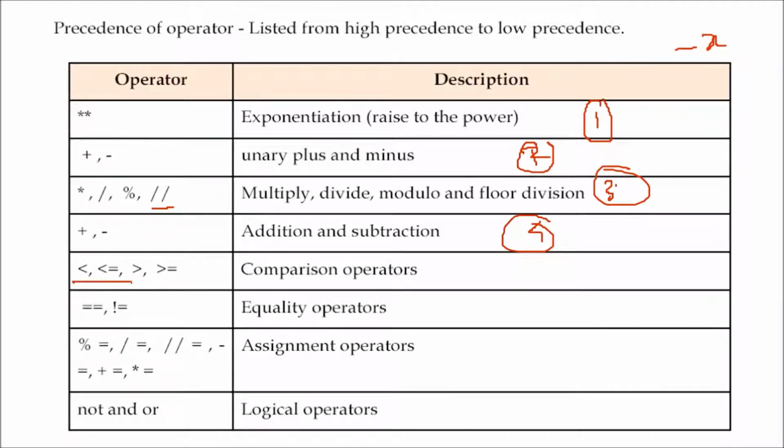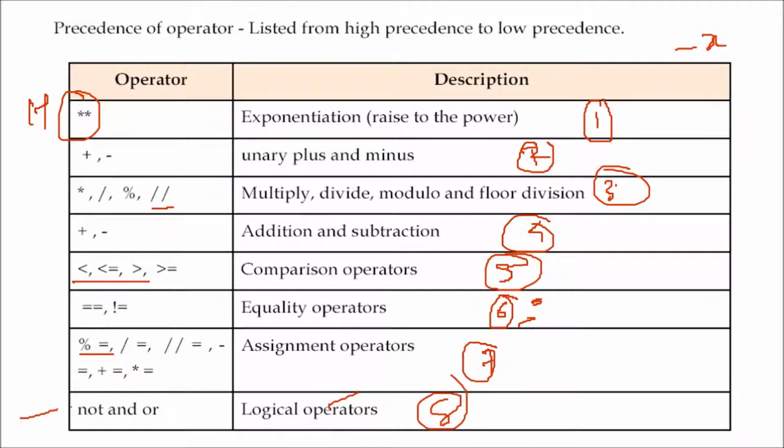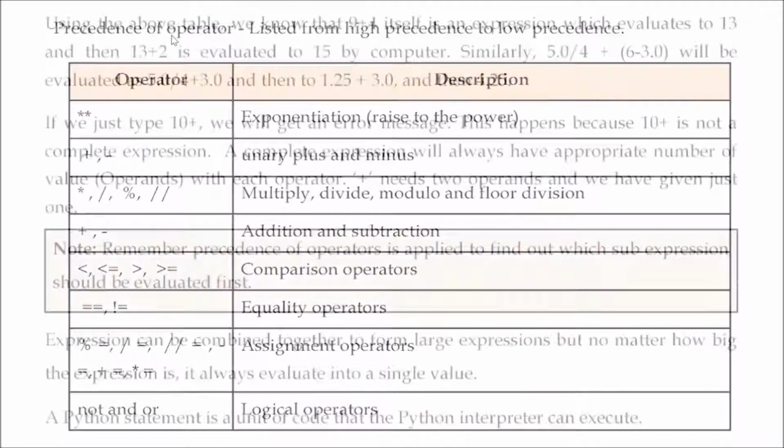Then all the comparison operators will be at the fifth position. Then equality operators, equal to and not equal to, will take the position of 6. After all these things are done, then only this will take place. Then assignment operators, all these shorthand operators, will take the place of 7, and not and or will take the last, the 8th position. So we have the highest precedence for exponentiation, lowest for not and or.